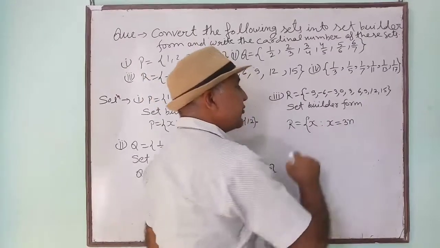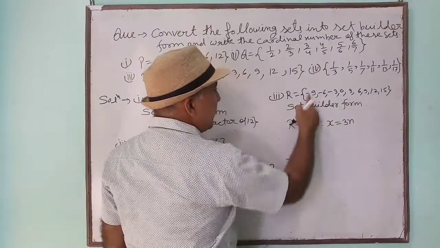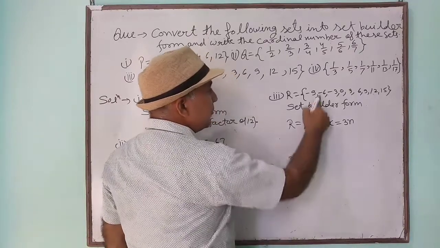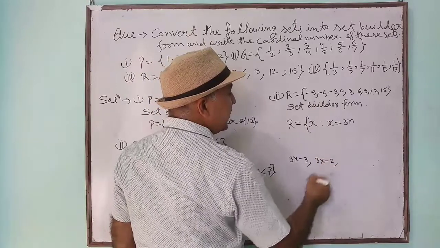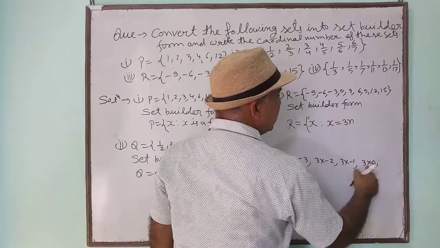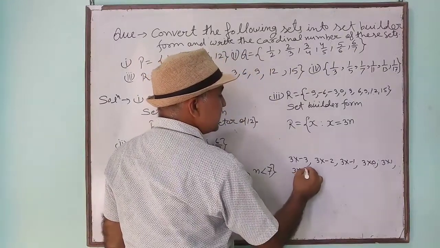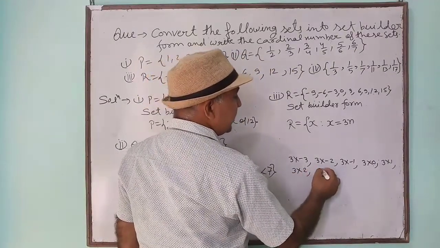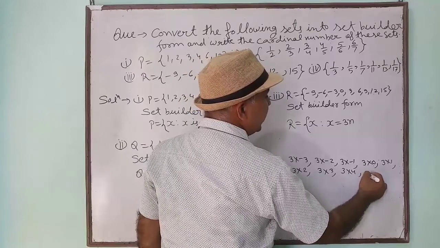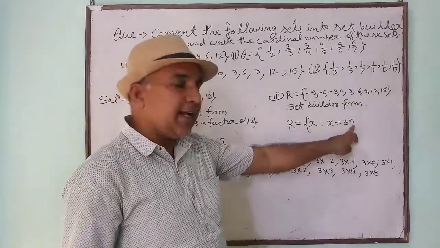Now we have to write the property of n. Now see how to write the property. Check these numbers. Minus 9 can be written as 3 into minus 3. Minus 6 can be written as 3 into minus 2. Minus 3 can be written as 3 into minus 1, 0 can be written as 3 into 0, 3 can be written as 3 into 1, 6 can be written as 3 into 2, 9 can be written as 3 into 3, 12 can be written as 3 into 4 and 15 can be written as 3 into 5. We have taken x is equal to 3n.